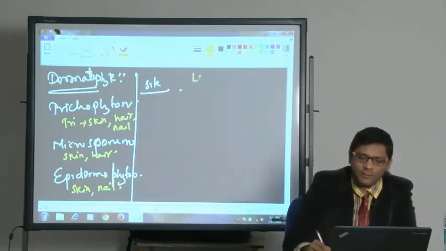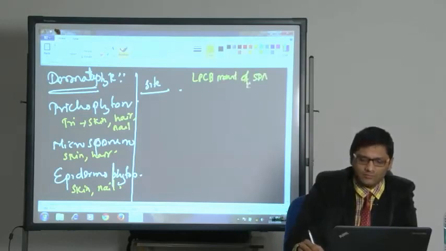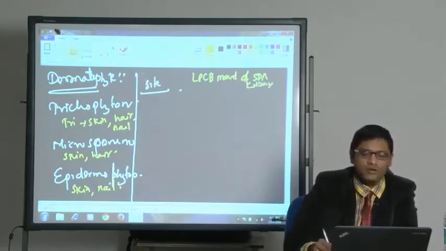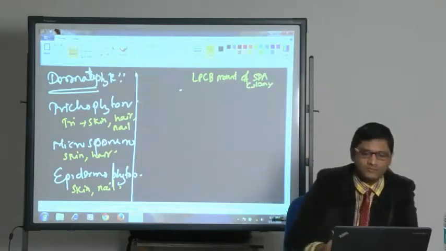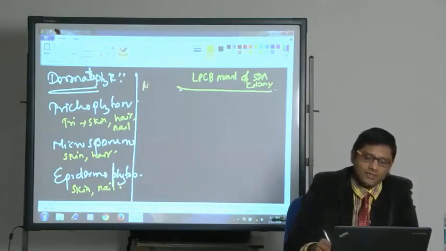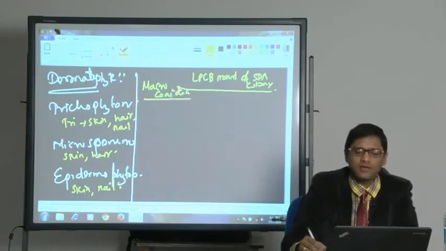If you do an LPCB mount of an SDA colony, then two kinds of spores are seen. Bigger spores are called macroconidia and the smaller spores are called microconidia.